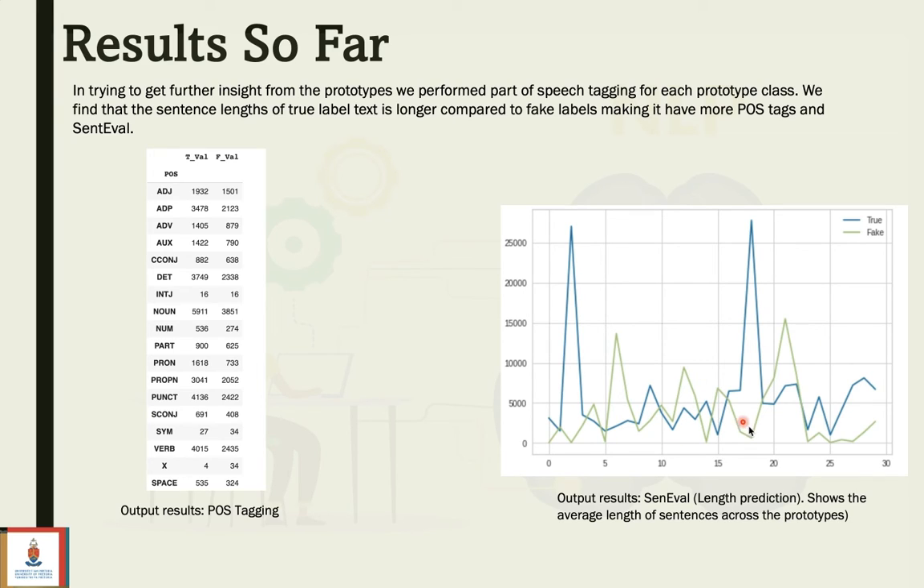What we did is we plotted the average length across the prototypes, comparing the true to the fake dataset, to see what lengths we could have for our fake news and also our true news data. From the result, we see that most commonly our fake news dataset has shorter and more impactful sentences compared to our true news dataset.